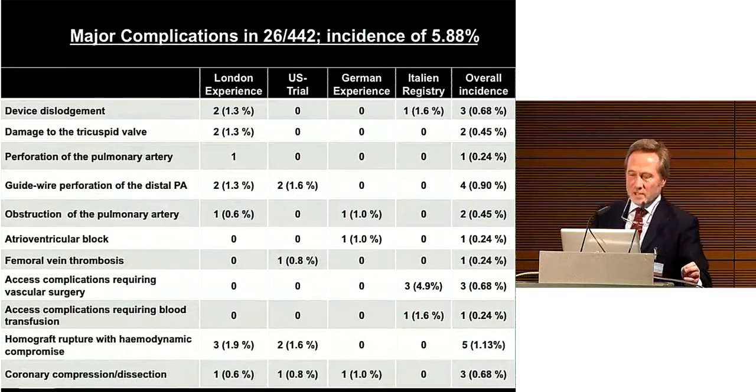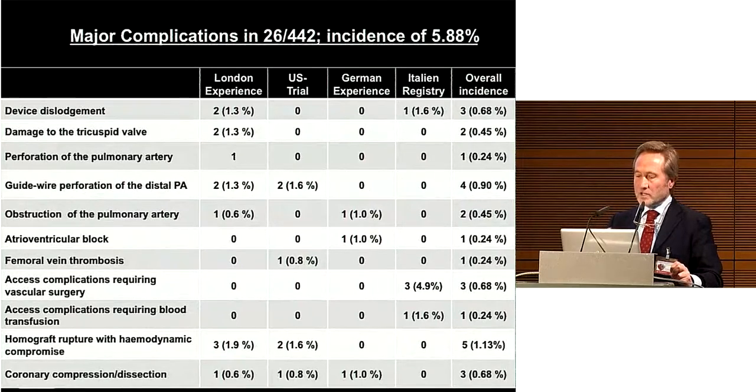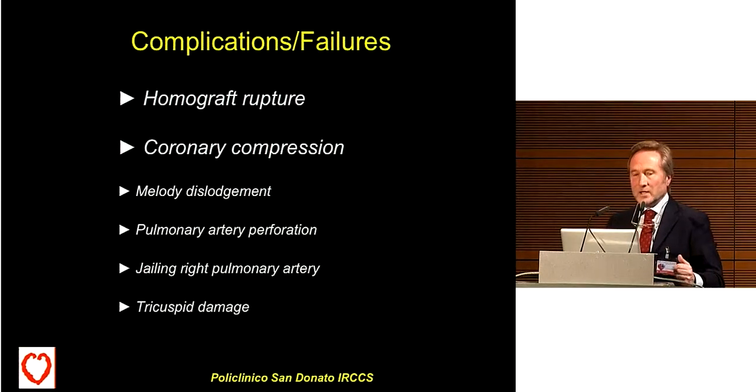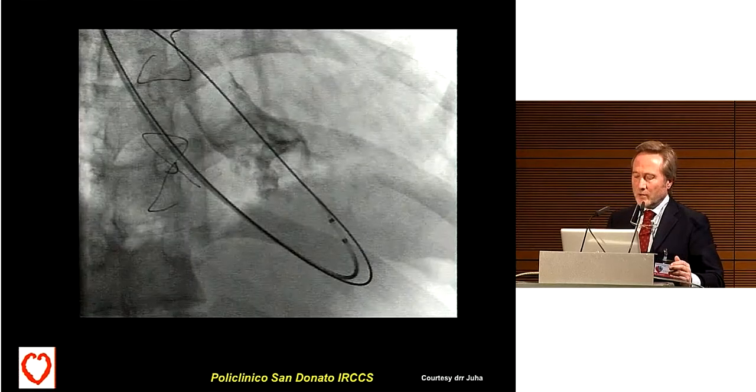Of course, there are some complications. Overall, in these 4 studies, complications are around 6%. I don't want to go into detail on all these complications, but I would like to stress the 2 major complications that may occur: the homograft or conduit rupture and the coronary compression due to the stent implantation. I think these are the 2 most important complications that may occur.